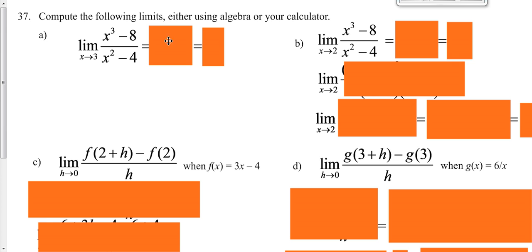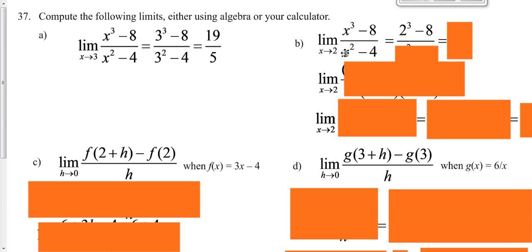So you take 3, plug it in, take 3, plug it in, and see if it simplifies. And in this case, we get 19 over 5. That's great. It worked. So we're going to try that over here. We're going to take our 2 and plug it in down here in the bottom. And in this case, we get 8 minus 8, which is 0, over 4 minus 4, which is 0. 0 over 0 is referred to as an indeterminate form, which means you cannot determine the answer till you do more work.